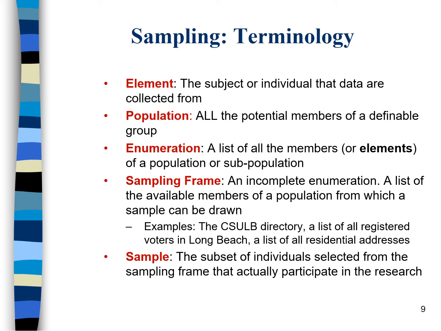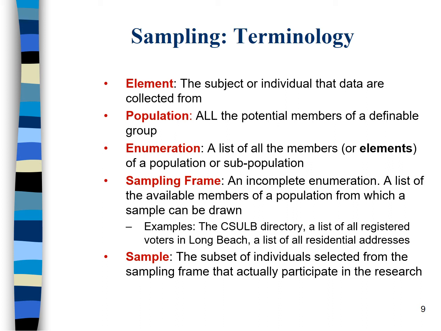All right, so then we have an enumeration. Enumeration would be a list of all the members or elements, using a term, of a population or a subpopulation. So you can imagine as a researcher, if I want my sample to be a perfect reflection of the larger population, it would be great to have what is known as an enumeration, a list of all the members. Now, unfortunately, it's often hard to get that, right?